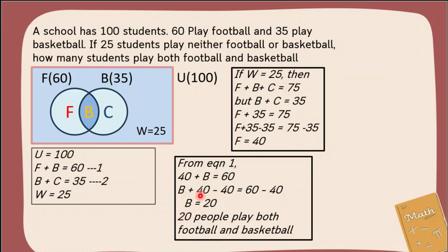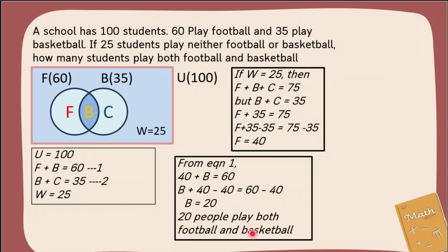Now we have our value for B as well. This is what we are looking for. We are asked to find the people who play both football and basketball, and that is what we represented as B. So we can actually say we are done with the question. 20 people play both football and basketball.